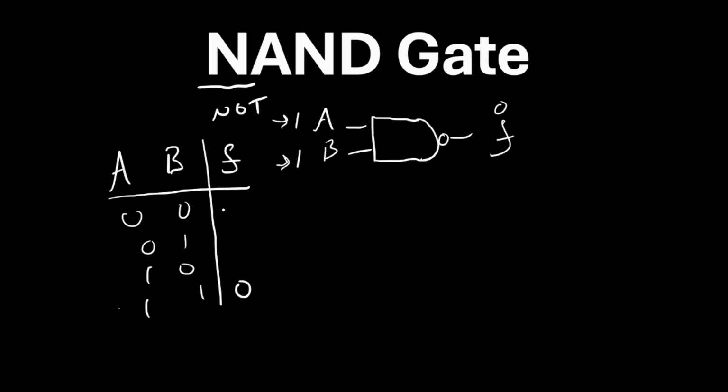In all other cases, F is going to be true. So 1 and 0, 0 and 1, 0 and 0. And if you notice, anytime you have a NOT gate, it's just the opposite for whatever the normal gate is.